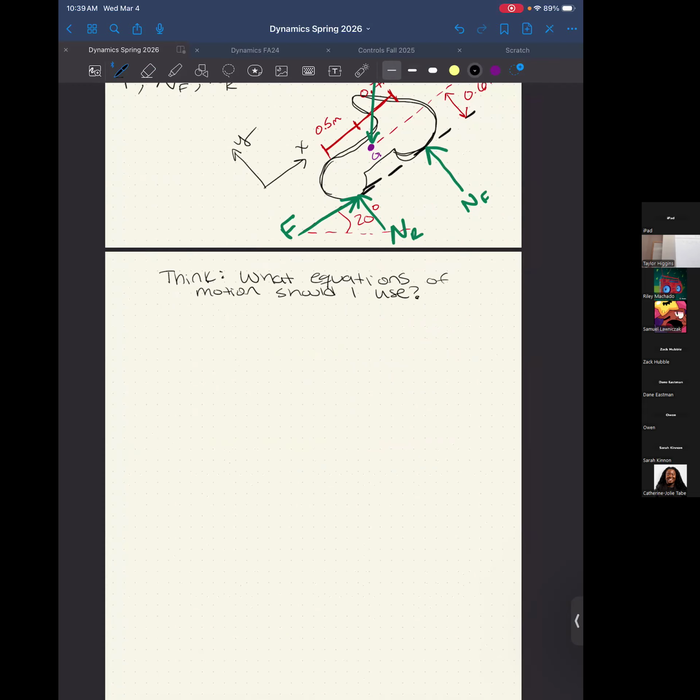Okay, so the equations of motion that we have are, of course, sum of forces in the x, sum of forces in the y, and sum of moments about G. So let's maybe pick any one of these and see what it does for us. Sure, let's start with y. So let's do the sum of forces in the y direction equals what?